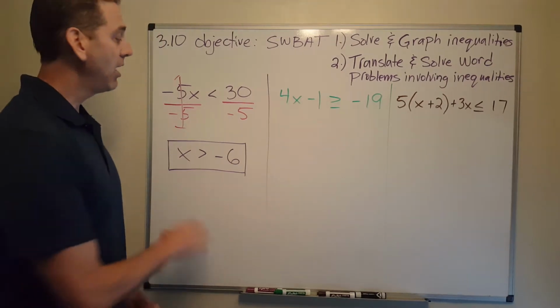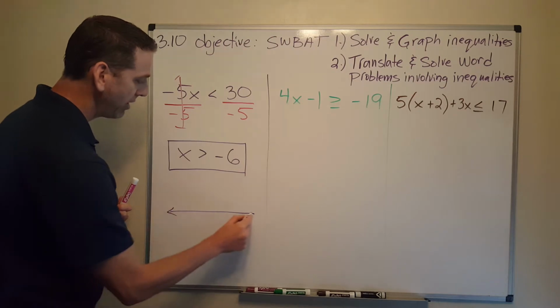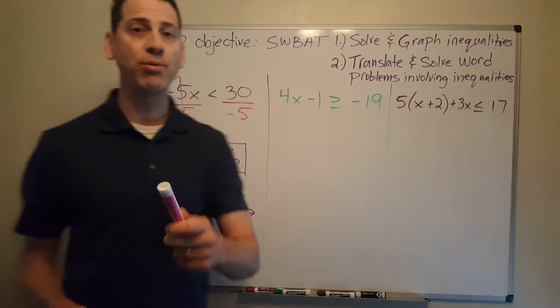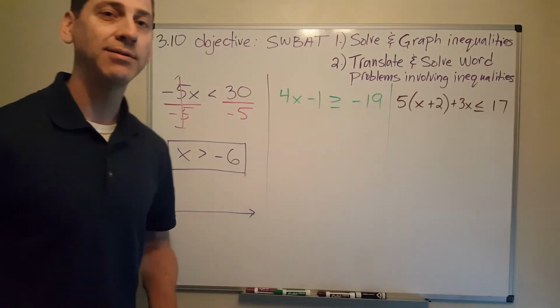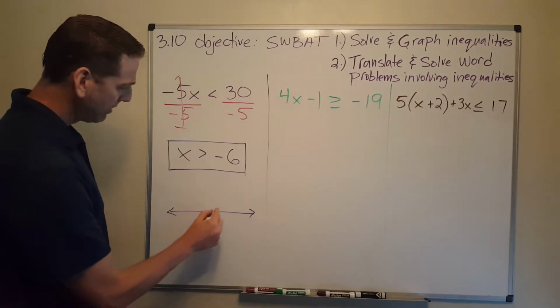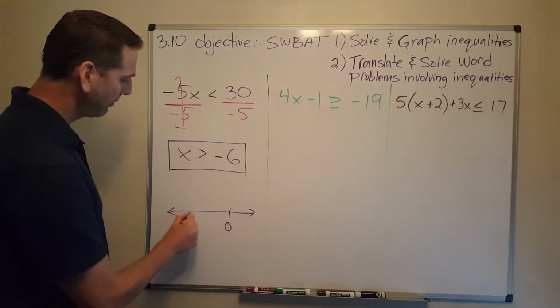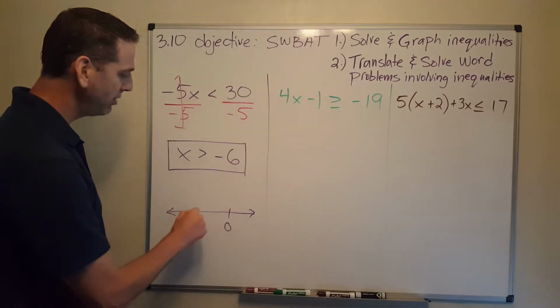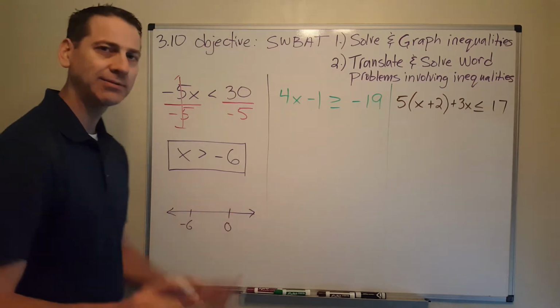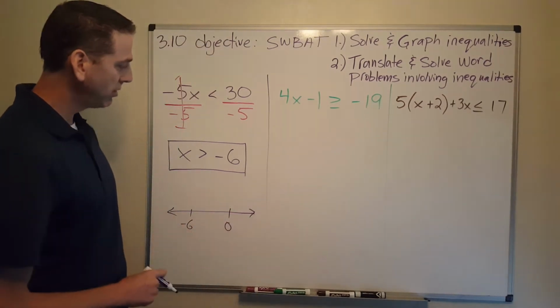Okay? Now, what I'd like you to do is I want you to graph that on the number line. Okay, pause the video, give it a try. All right, let's see what you got. So I always like to put a 0 as a reference, and then a negative 6, right? If you want, you can fill in all these other numbers. That's up to you. I'm just going to put the 0 and the other number.